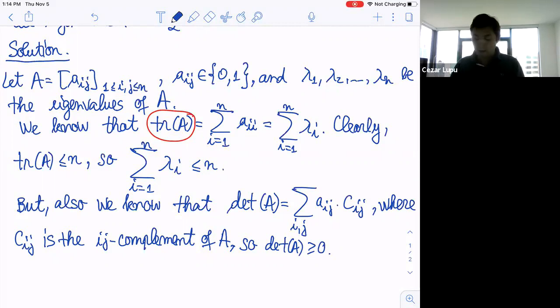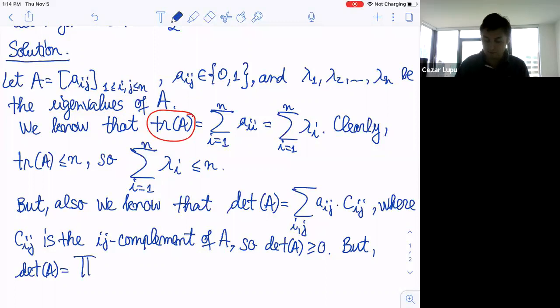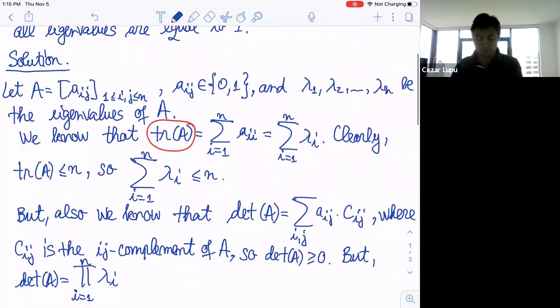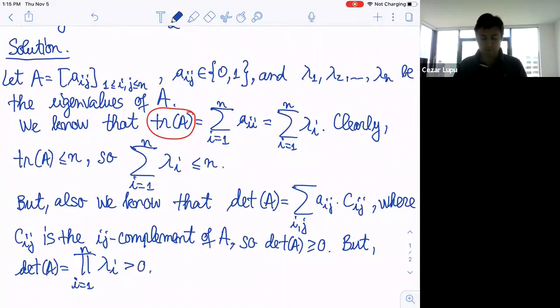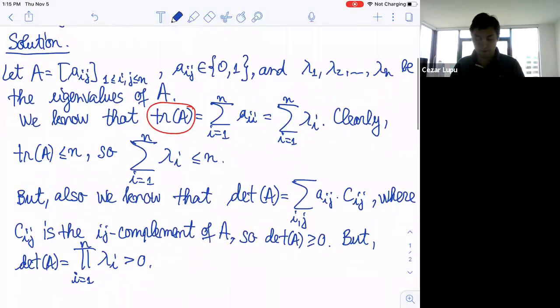Okay, but now, again, the determinant of A, can we relate this in terms of the eigenvalues? Yes, we can. This is nothing else than just the product of the eigenvalues, the product of lambda_i. But we know that the eigenvalues are positive, so the determinant will be positive. I know that all these eigenvalues are positive.